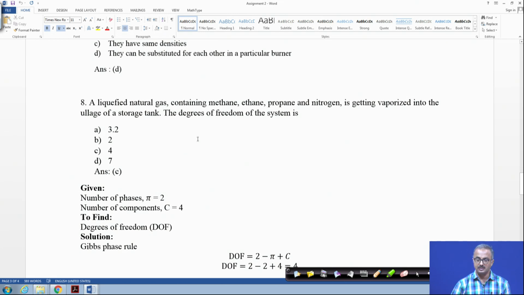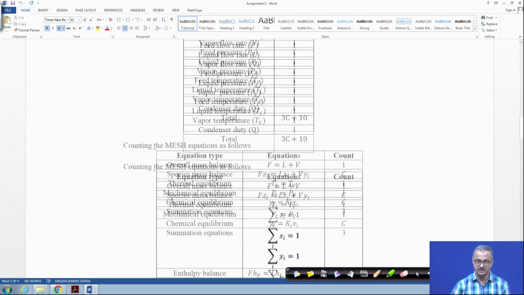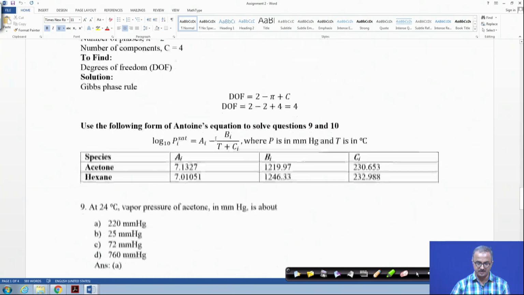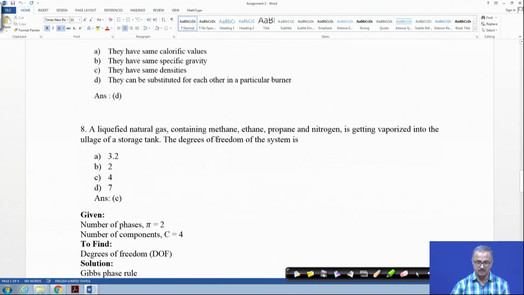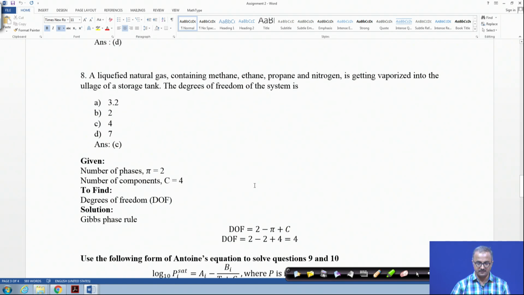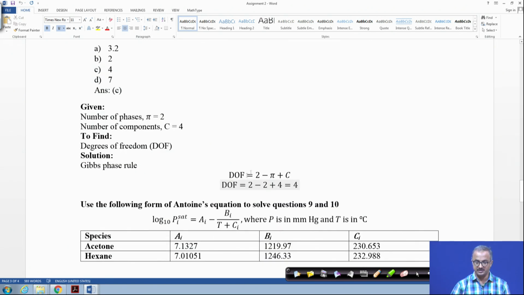Then this is the degrees of freedom. Again, go back to the previous problems, whatever we have done for degrees of freedom. You can go back to the previous problem and find out what it would be for the natural gas. Here the components have been given and the state of things has been given, so you can find out the degrees of freedom easily.